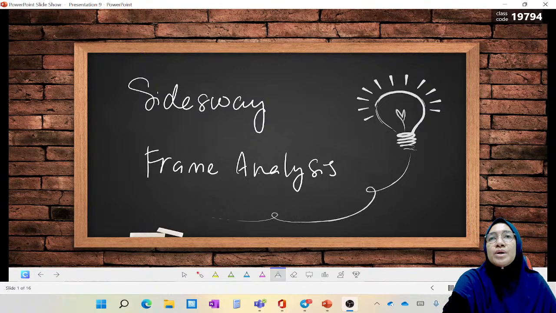We have to have the idea why we need two tables. We have to have the idea why in the second table we need to analyze R prime, which occurs due to Sidesway, and why it is delta prime. We need to understand all these principles so that we know what we actually do in analyzing a frame with Sidesway.